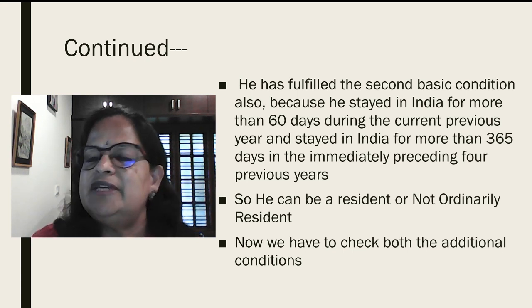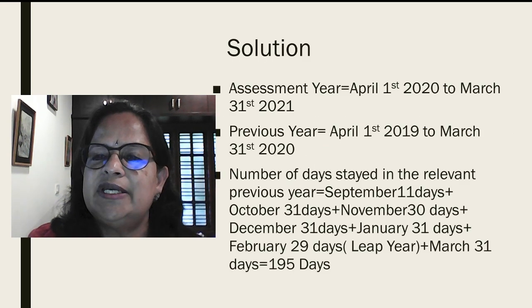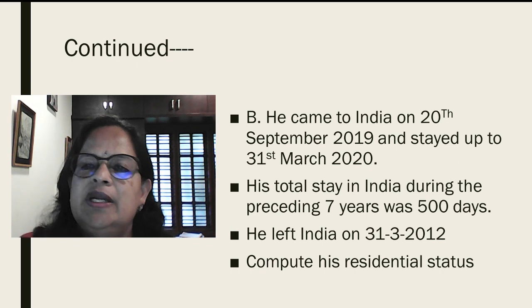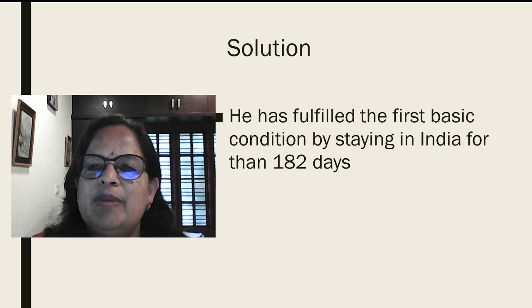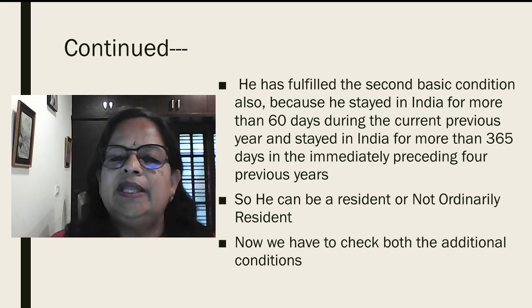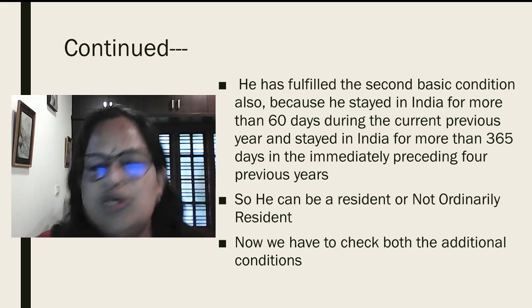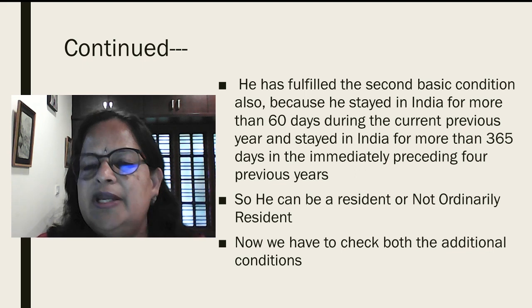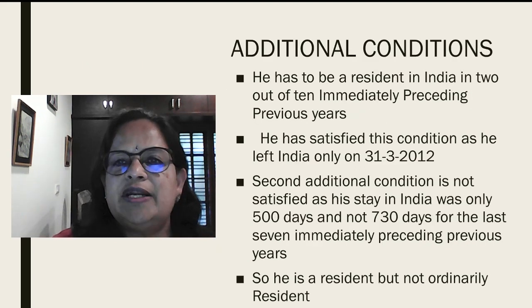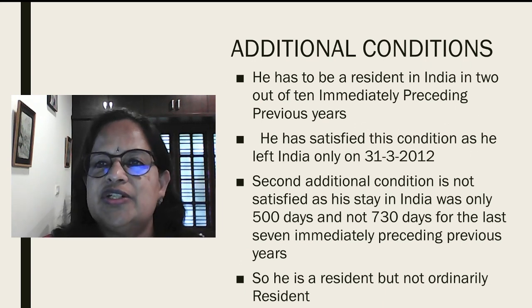So here it is given that he stayed in India. See, he stayed in India for 7 years, is 500 days. So you have to remember that the second basic condition also he has fulfilled. That means he can be a resident or not ordinarily resident. Now how will we decide between these two categories? We have to check the additional conditions. So what are the additional conditions?